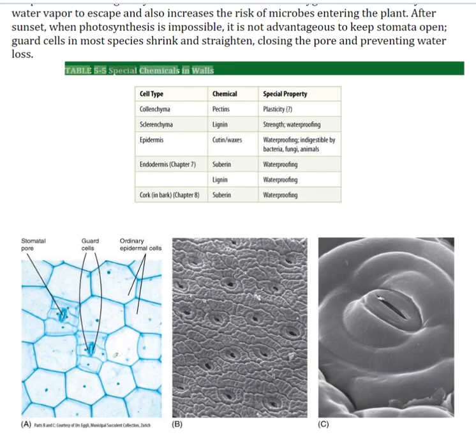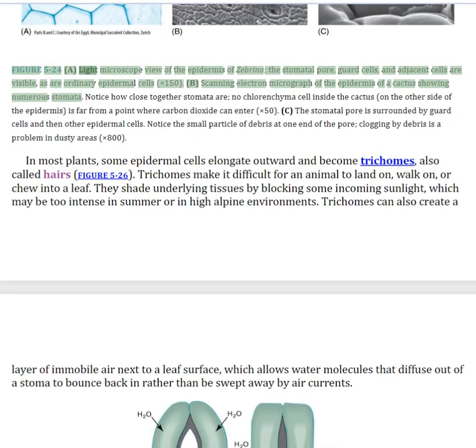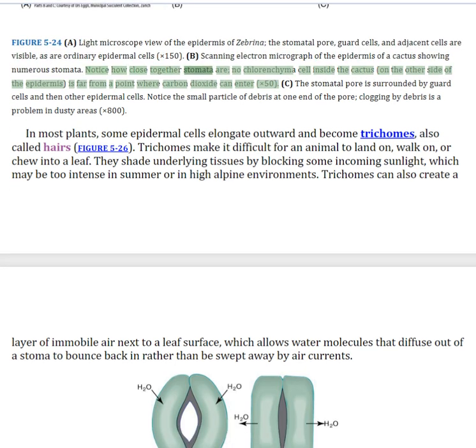Table 5.5, special chemicals in walls. Figure 5.24. Light microscope view of the epidermis of Zebrina. The stomatal pore, guard cells, and adjacent cells are visible, as are ordinary epidermal cells. Scanning electron micrograph of the epidermis of a cactus showing numerous stomata. Notice how close together stomata are.